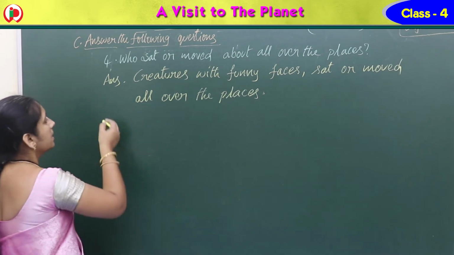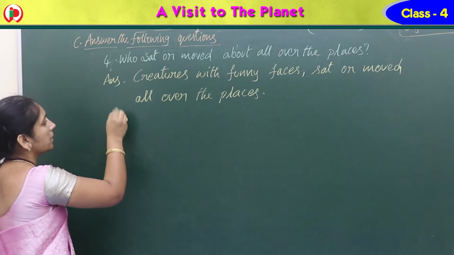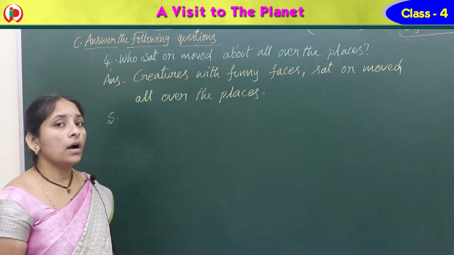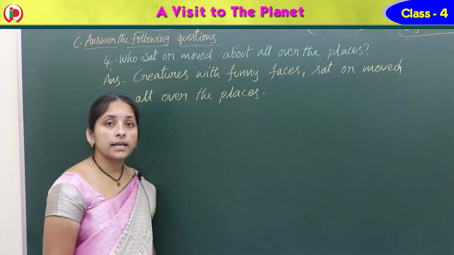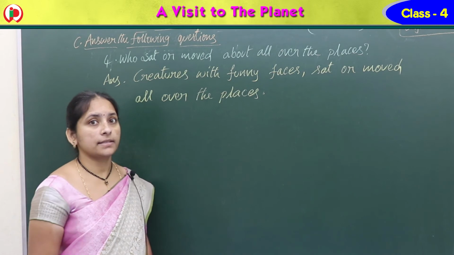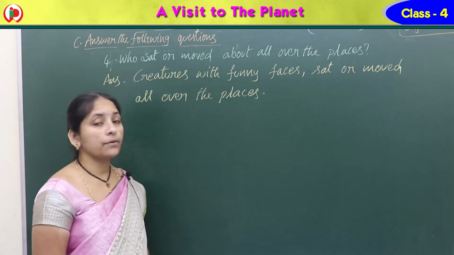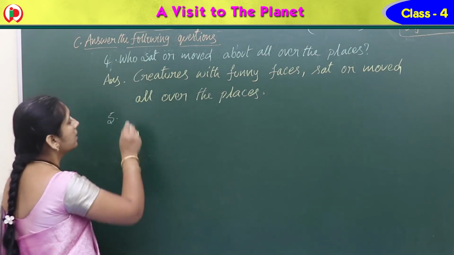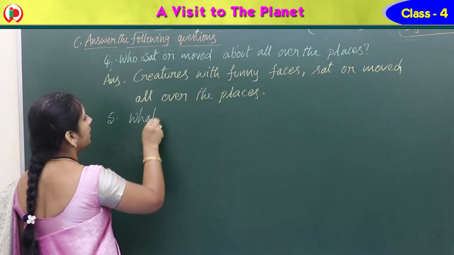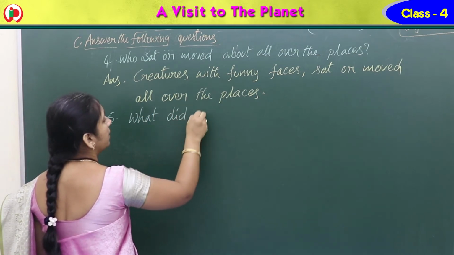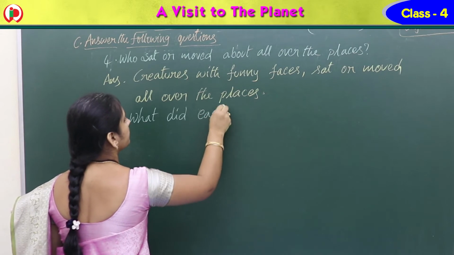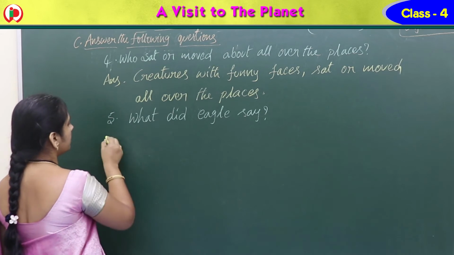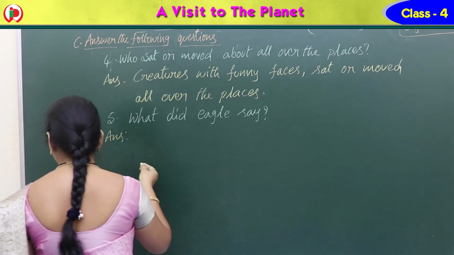Right? So, see the next question. Fifth question, what do we have? What did the eagle say? The eagle said, they are harmless. They have no intelligence of humans. Lack means absence. So, write the question. What did the eagle say? Write the answer for that.